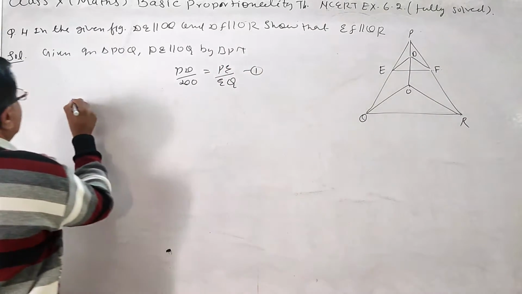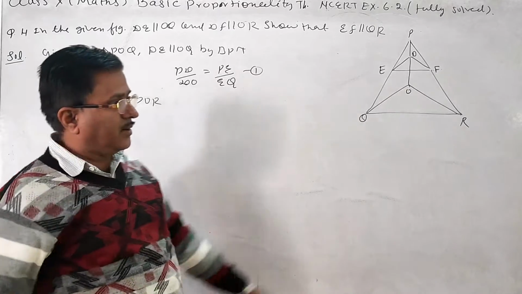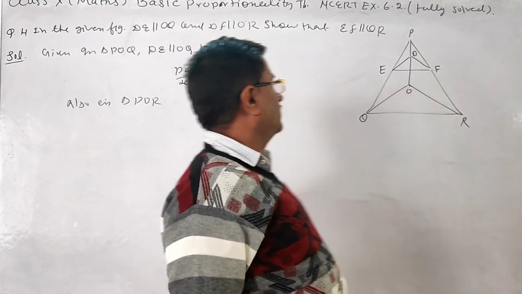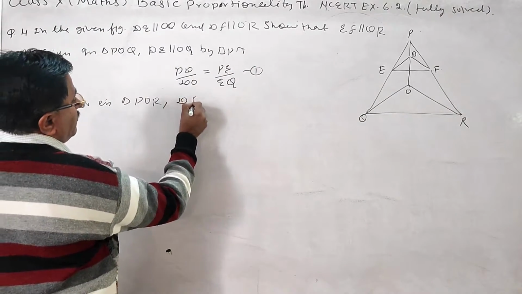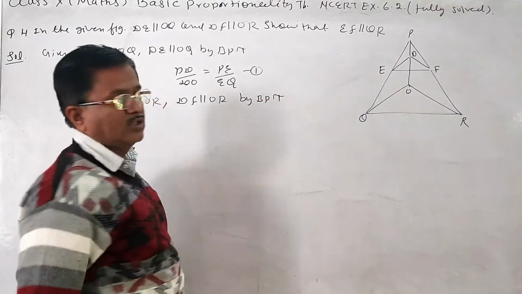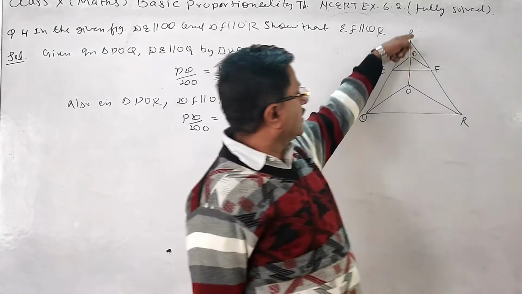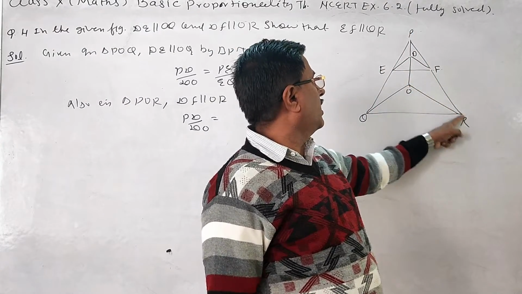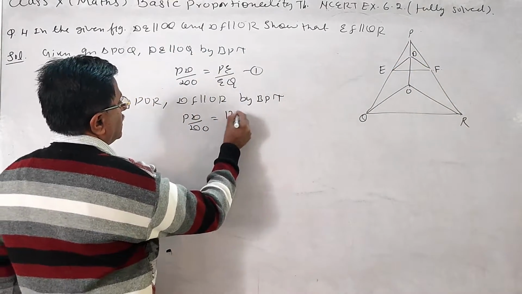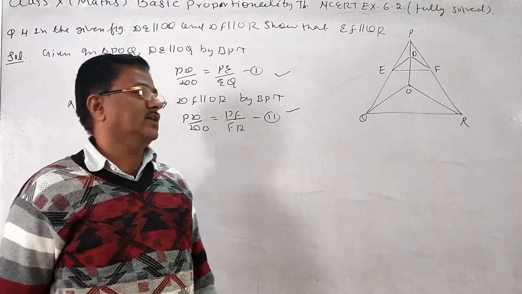This is one. Also, in triangle POR, now we take this triangle POR. In this triangle DF is parallel to OR. So again by the basic proportionality theorem, PD upon DO equal to PF upon FR. This is second. So you can observe the equations first and second.